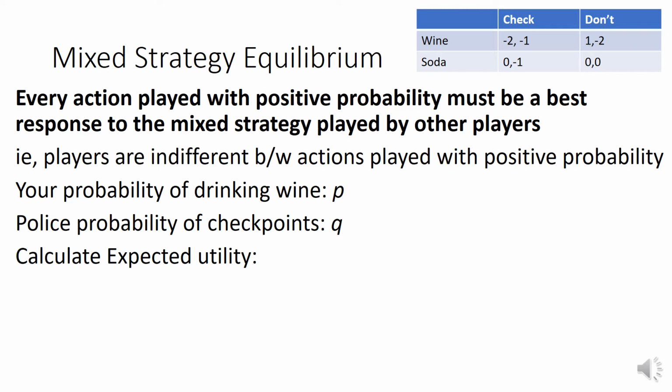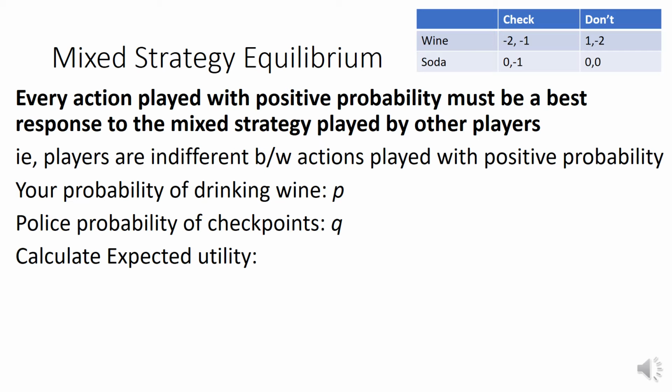From here, we can move this 2Q over to this side. So 1 minus Q equals 2Q. 1 equals 3Q. I just moved the Q over. Q equals 1/3. And I'll put a star there, Q star, because this is the optimal mixed strategy for the police in terms of setting up checkpoints.